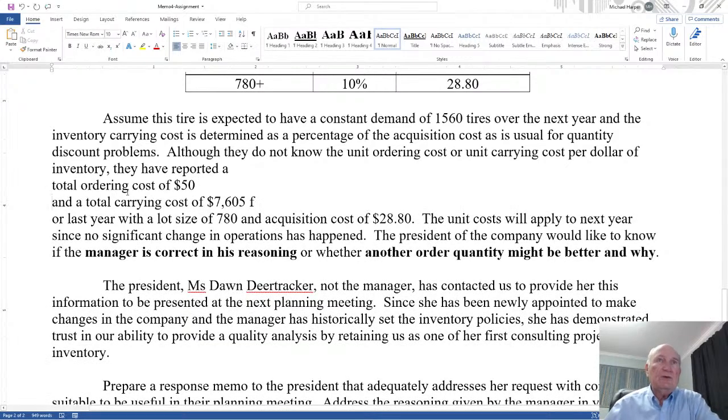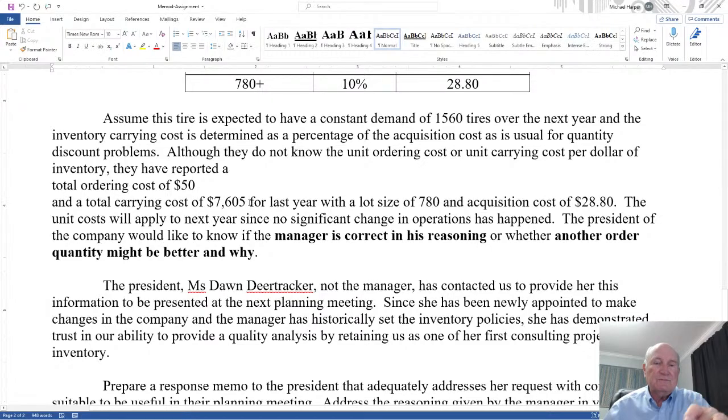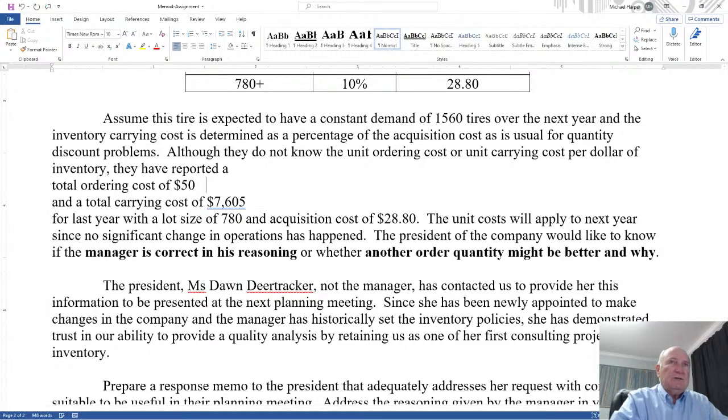Total ordering cost and total carrying cost, we are given those. Okay, so let's look at the total ordering cost. Total ordering cost equals the order frequency times the unit ordering cost. Okay, well, we know what the total ordering cost is. It's 50, right? But then what is the frequency? Well, our demand is 1560, divided by the lot size, which is 780.